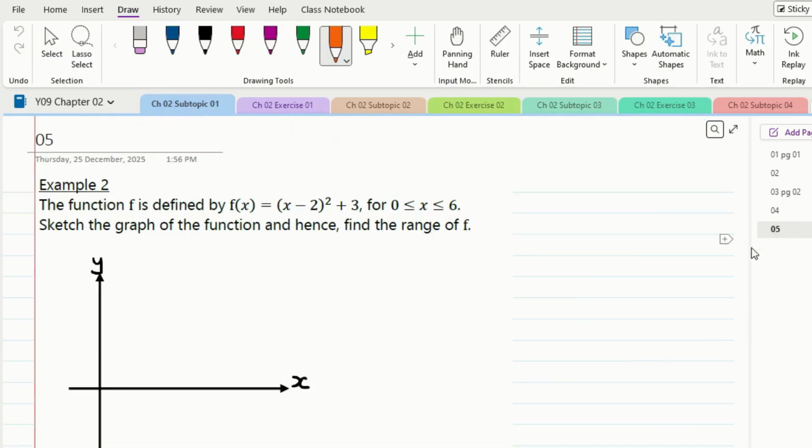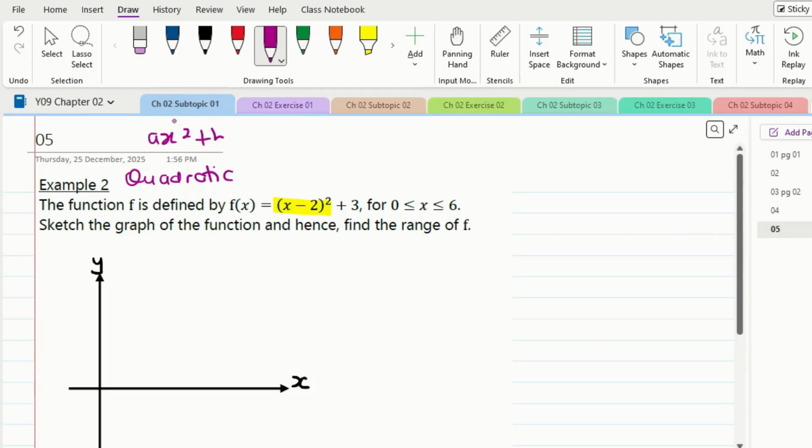Alright, moving on to the next one. This is a quadratic graph, because if you expand (x minus 2) squared, this will give you the quadratic format, which is ax squared plus bx plus c. Now the function f is defined by f(x) equals (x minus 2) squared plus 3 for the domain of x from 0 to 6. The instruction here is to sketch the graph of the function, and with the sketching of the graph, you have to find the range of f.